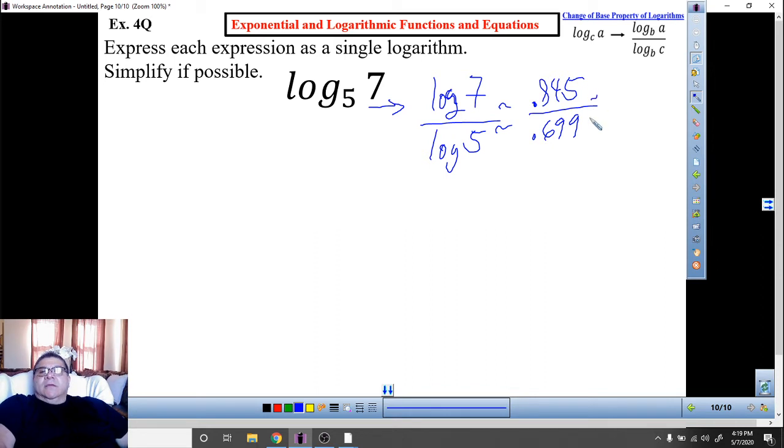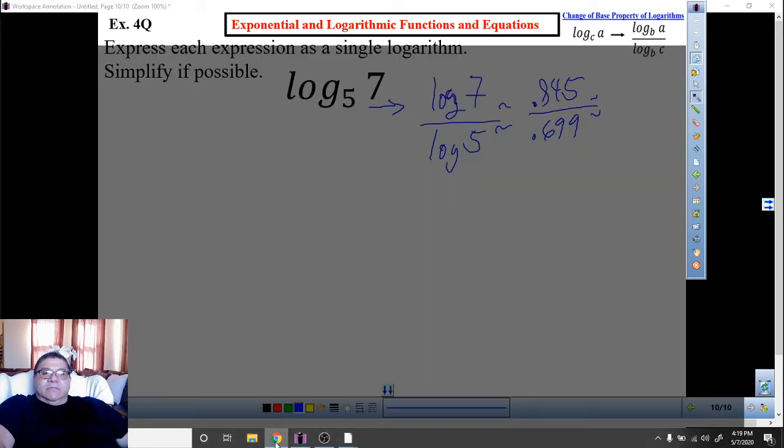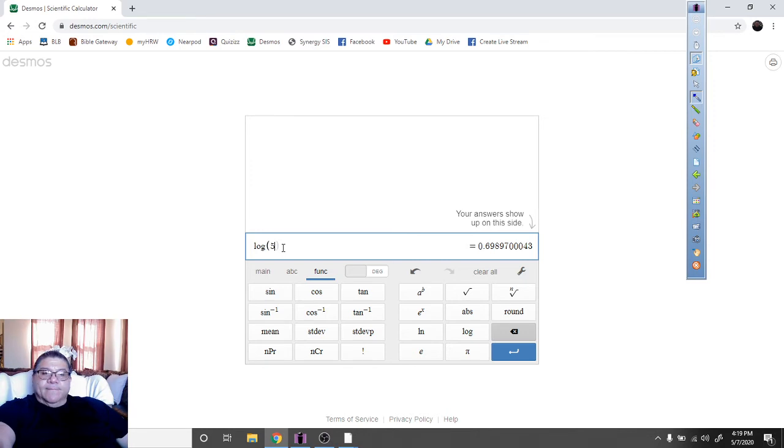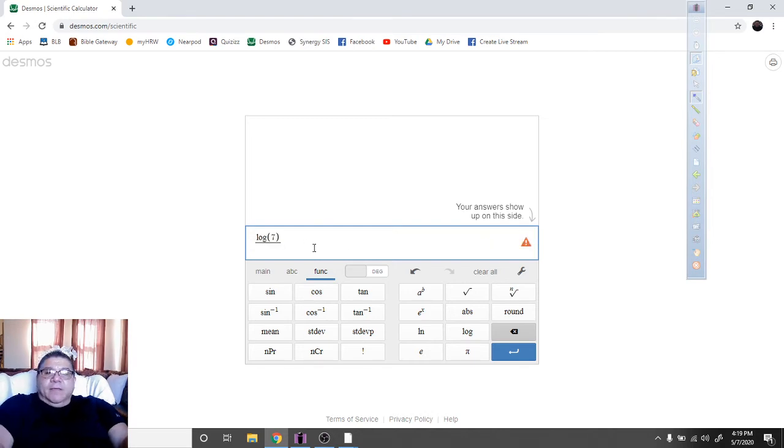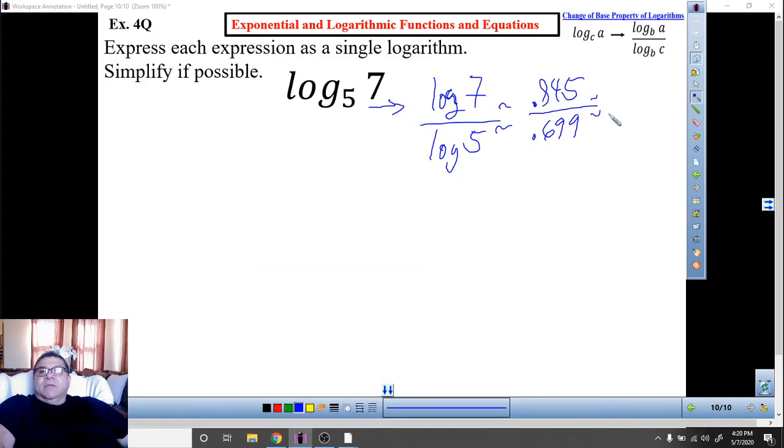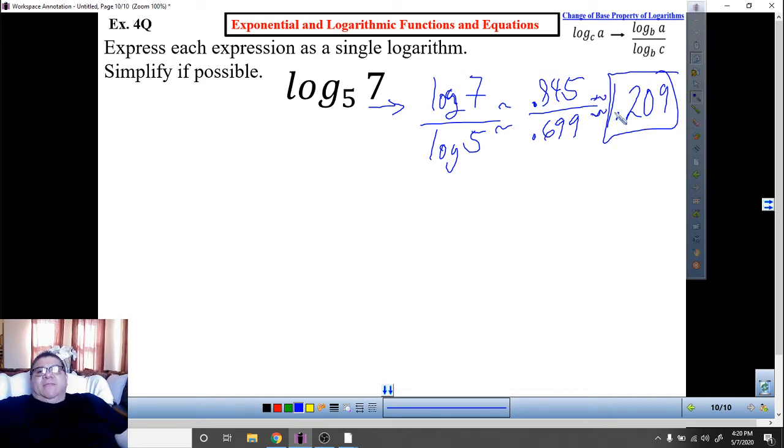0.699, and this is approximately, let's see, log 7 divided by log 5, and that's approximately 1.209. Once again, put the wiggles, it's approximately. All right, and that's basically it for the change of base property.